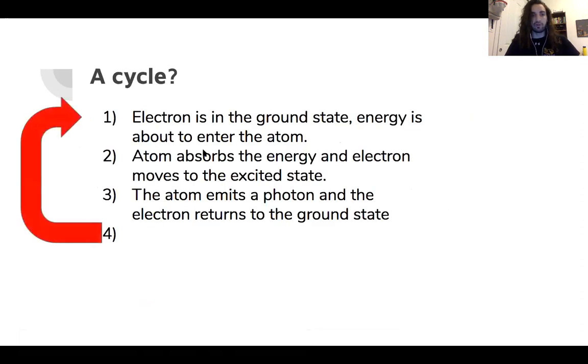So think to yourself, a cycle. Well, why did Murray put this big red arrow here? How come step 4 goes back to step 1? Think about that for a second. Pause, take 30 seconds. Well, the reason I put that here is, let's think about this. An atom emits a photon and the electron returns to the ground state. The electron is in the ground state. We've now finished where we started. The electron's back where it needs to be to start the process all over again.